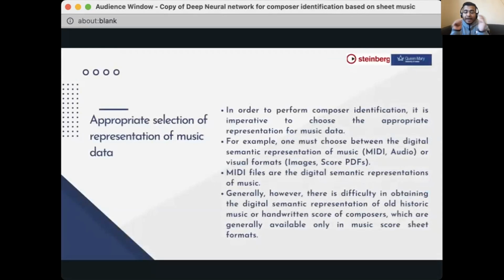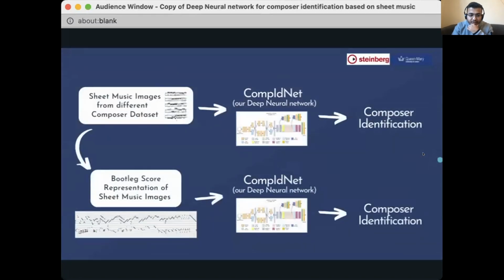While addressing this problem, the representation of the music data is very important for composer identification, and the methodology of identification differs based on it. If you are selecting MIDI files, audio files, or MusicXML, our methodology will be very different. And if we deal with just the visual representation, then the methodology of composer identification will be different too.